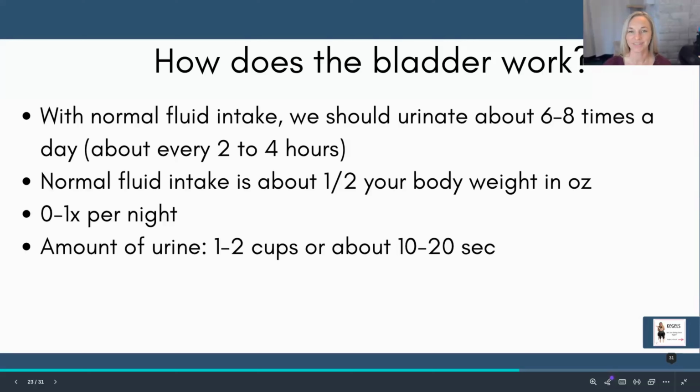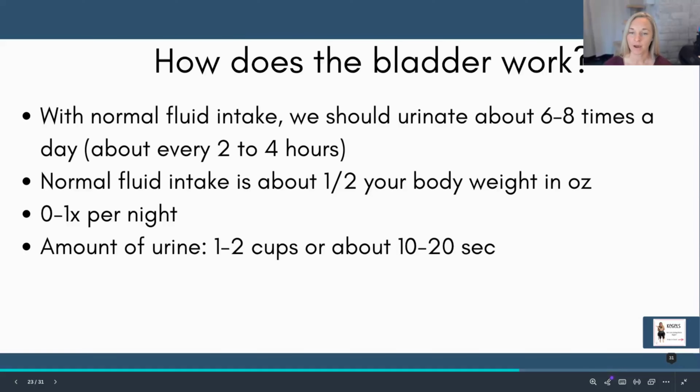So there are a couple of things that you can do to distract yourself. Sometimes putting pressure on the pubic bone can suppress that urge. Counting from 1,000 backwards. Some people put on music, or there are lots of things that you can do to distract. The amount of urine that we should be putting out is about 1 to 2 cups. So again, our storage capacity is about 2 cups. That's how much we should be able to void.